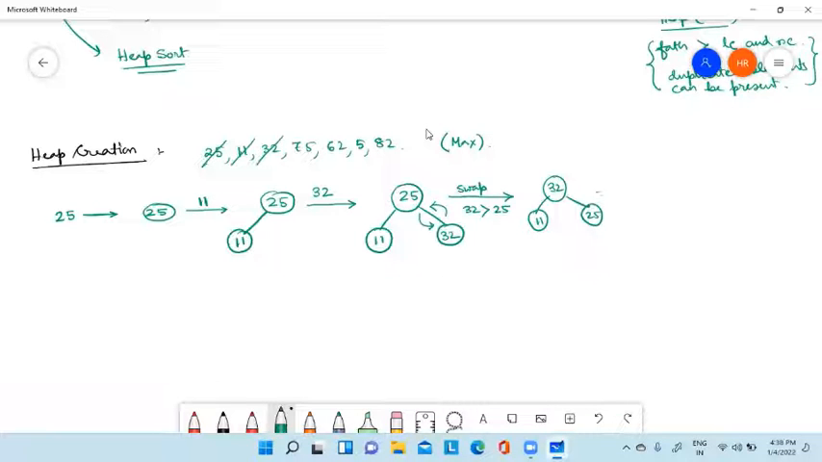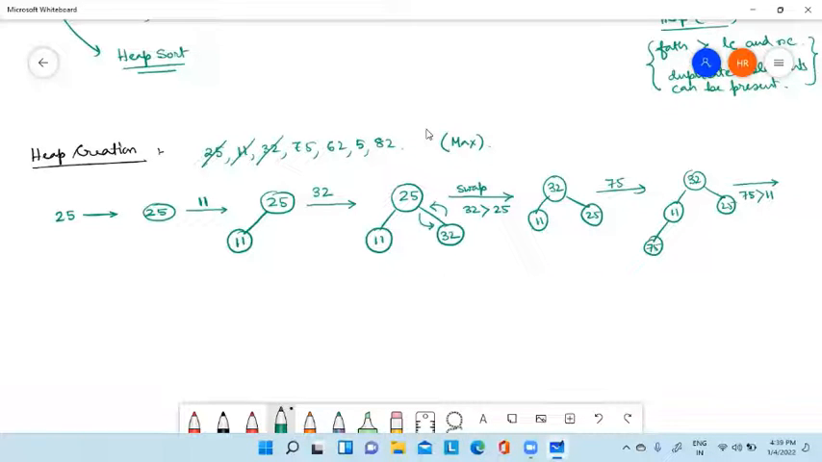Done. Next data 75. So first I will add 75 to make it a complete binary tree. For a complete binary tree, it will be level-wise, left to right. So first it will be added into this position. So 32, 11, 25, 75 will be added into this position. Okay, now I will check whether it is satisfying the property of max heap or not. Now see here, the child is greater than its father, so you can write here 75 greater than 11.